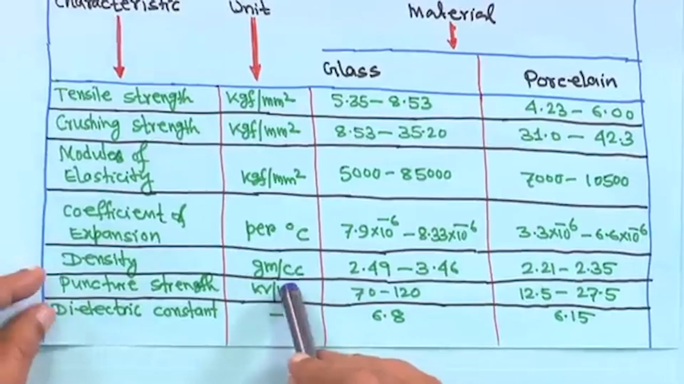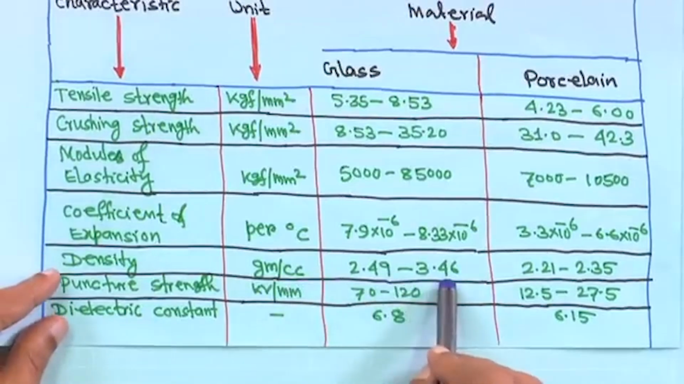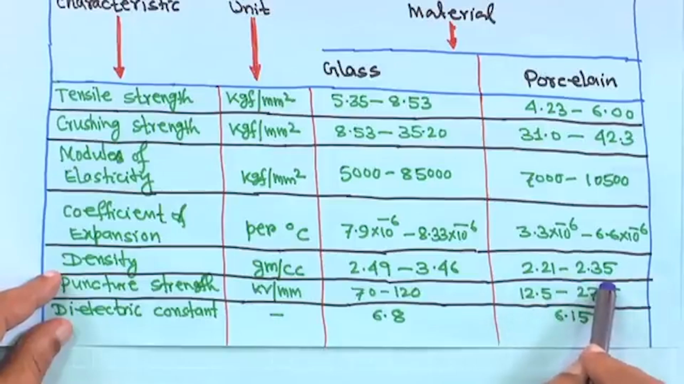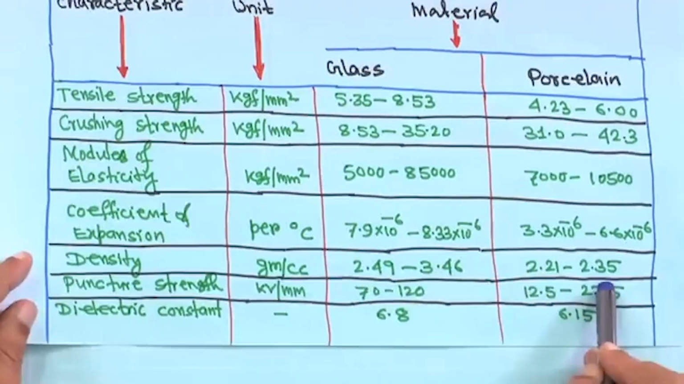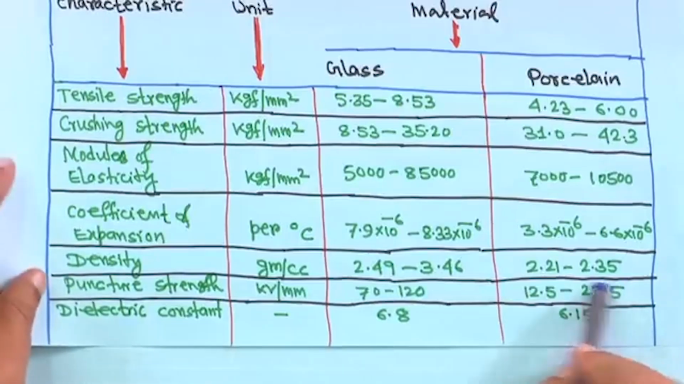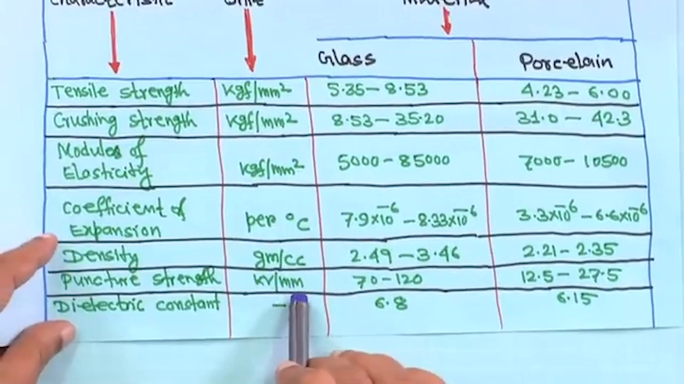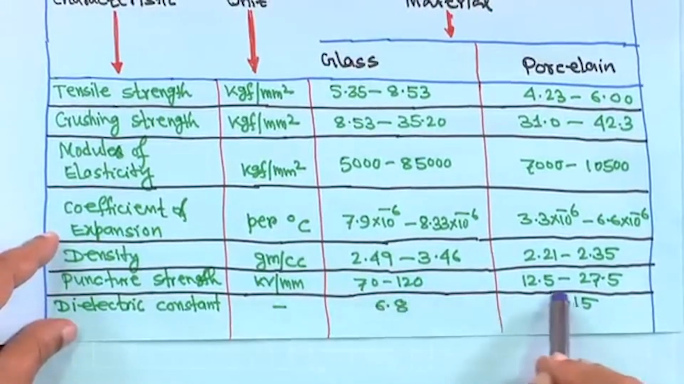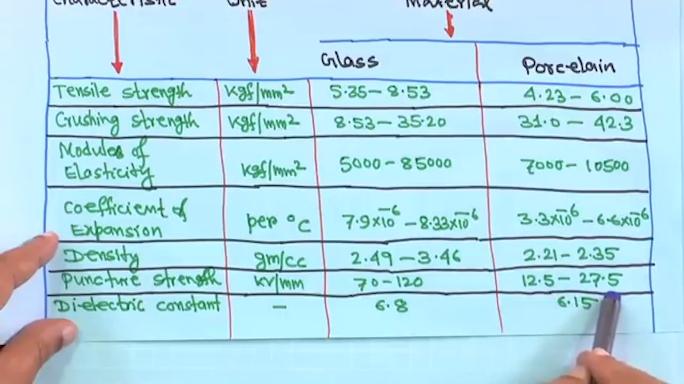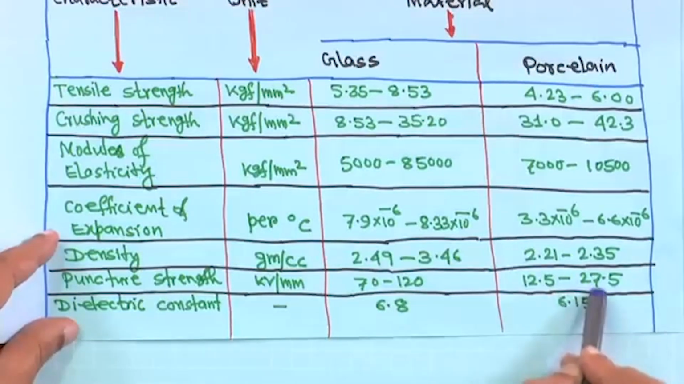Now, density, in gram per cc it is 2.49 to 3.46 for toughened glass and 2.21 to 2.35 for porcelain. So, toughened glass will be heavier because the density is higher compared to porcelain. Then punch strength in kilovolt per millimeter, here it is 70 to 120 and here it is 12.5 to 27.5. So, punch strength is much higher for toughened glass compared to porcelain.